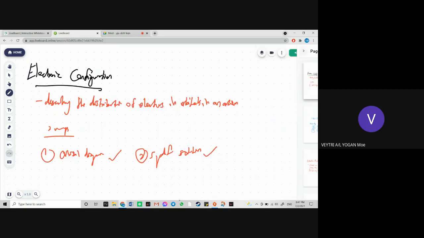Okay, guys? I hope you guys understand about electronic configuration, the principles that you guys need to follow, the rules and the techniques of answering questions, and also both the anomalous cases and the SPDF and orbital diagram.